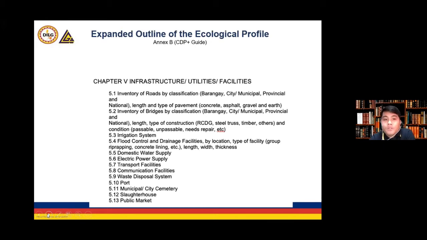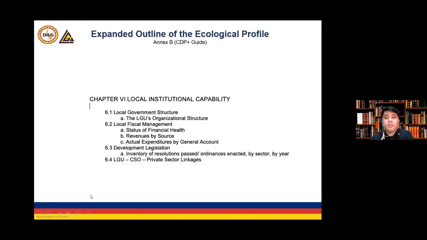Infrastructure, we have, of course, primary dyan yung inventory of roads by classification, and irrigation, flood control, water supply, power supply, transport facilities, and so on and so forth. So, ganyan ka-exhaustive and comprehensive dapat yung ating ecological profile. Now, for the institutional sector, local government structure. So, yung organizational structure ng ating local government unit, fiscal management. So, ano yung mga kasalukuyan natin ng mga tools na pwede nating magamit para ma-assess natin yung fiscal management and status ng ating LGU?